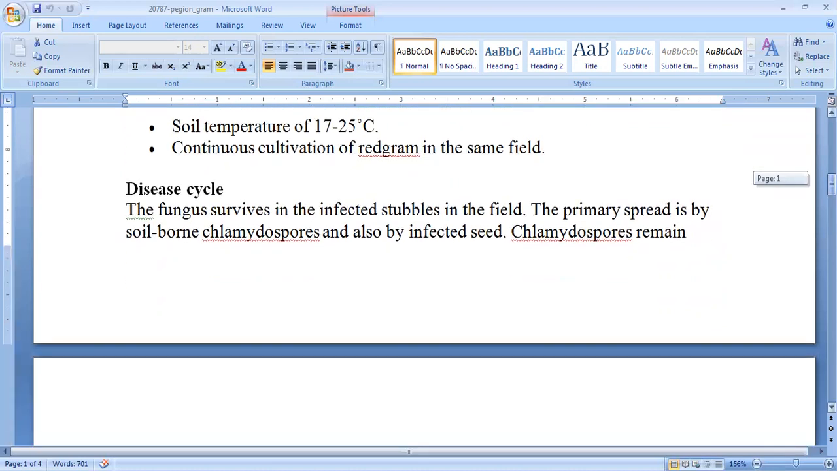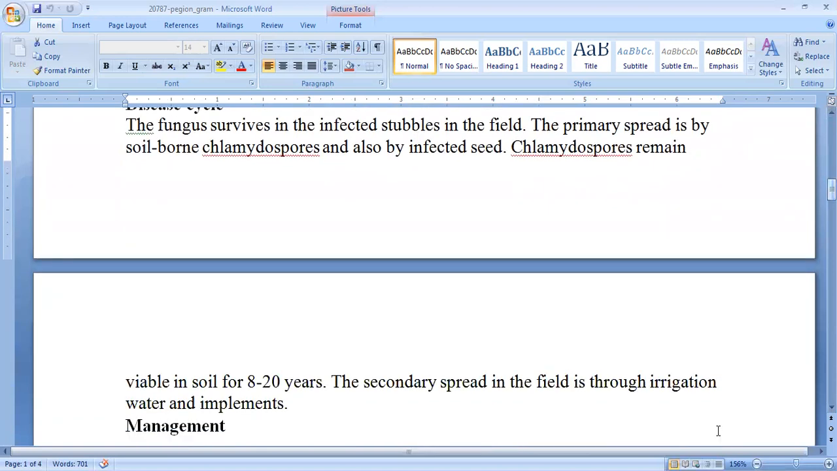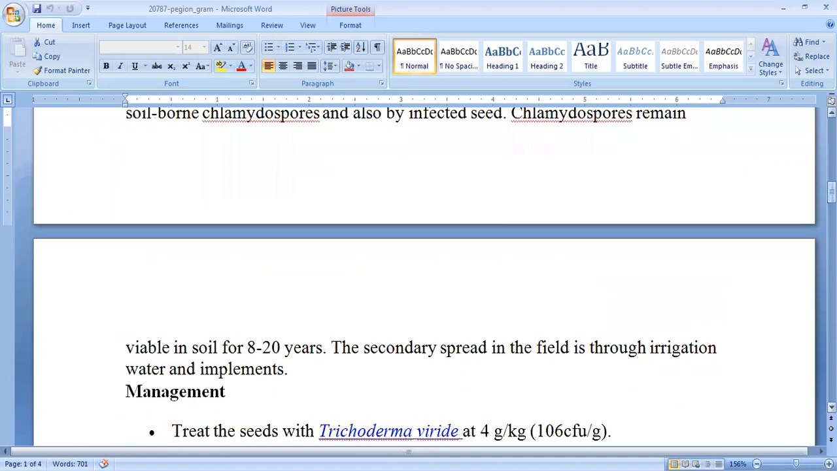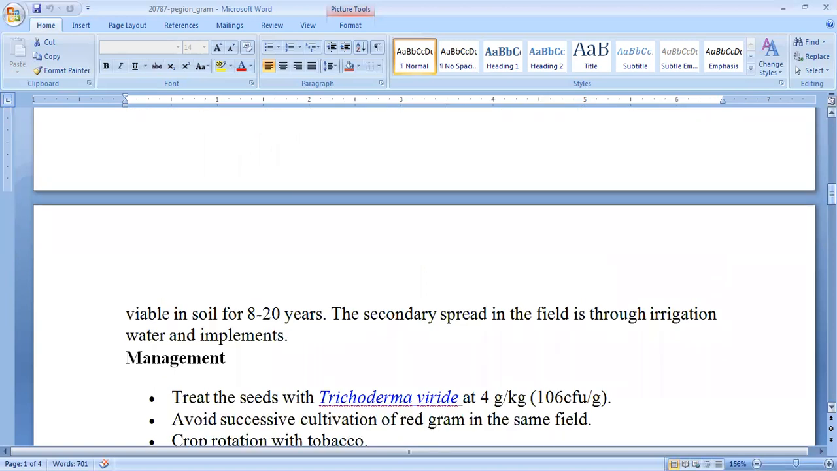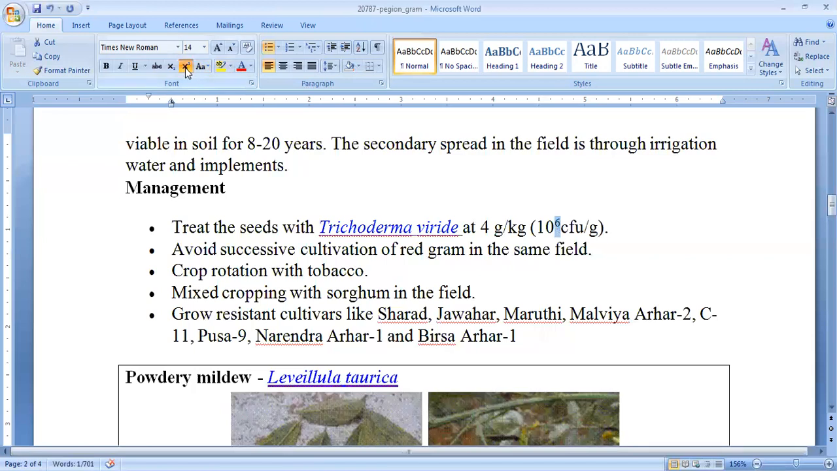In the disease cycle, the fungus survives in the infected stubbles, and the primary spread is through soil-borne chlamydospores and infected seeds, and the secondary spread is through irrigation water and air. We use Trichoderma viride for management of the disease, and the amount used is 4 grams per kg of seed, with a spore load of 10 to the power of 6 colony forming units per gram.